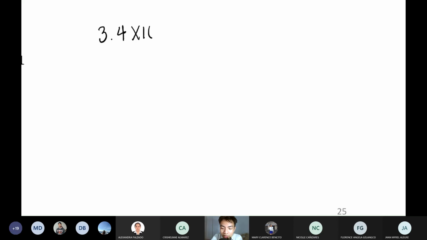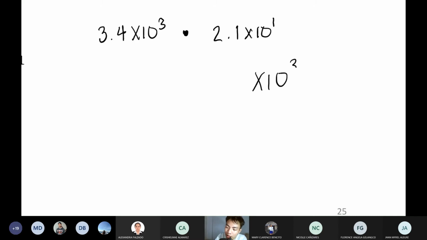So, 3.4 times 10 raised to 3 times, pag may nakita kayong dot na ganyan, times yan ha. Ayan. So, kunwari, ito. I have 3.4 times 10 raised to 3 times 2.1 times 10 raised to 1. Ano sabi ko? Kailangan pa ba parehas exponent? Hindi na. No? Hindi na necessary parehas exponent. Bakit? Kapag multiplication, i-add mo yan. Okay? So, you add your exponents. So, that will be 3 plus 1 for the exponent.